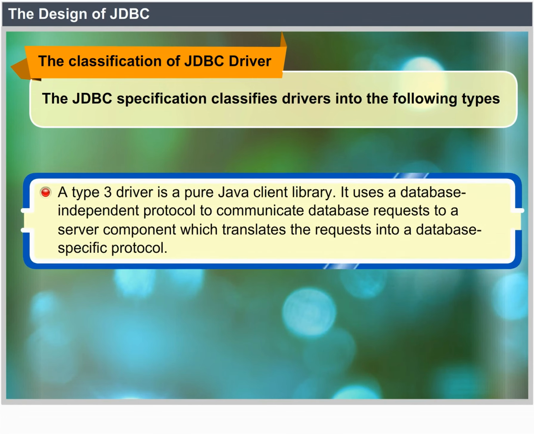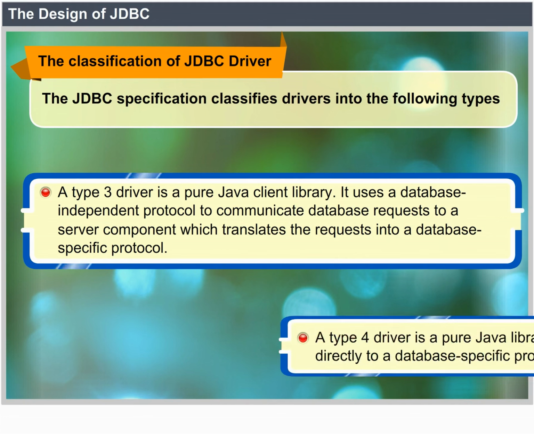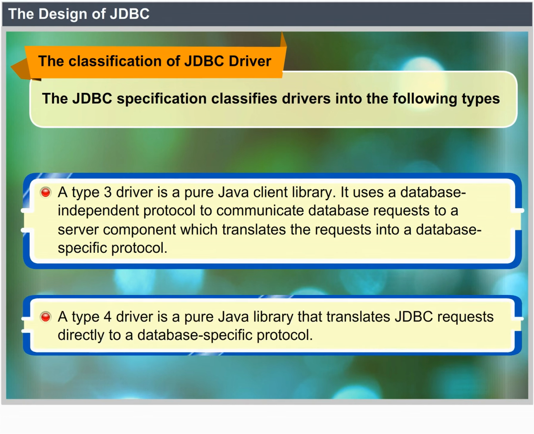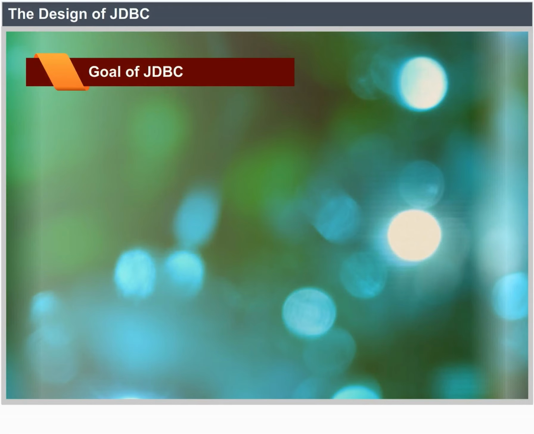A type 3 driver is a pure Java client library. It uses a database independent protocol to communicate database requests to a server component which translates the request into a database specific protocol. A type 4 driver is a pure Java library that translates JDBC requests directly to a database specific protocol. Goal of JDBC.